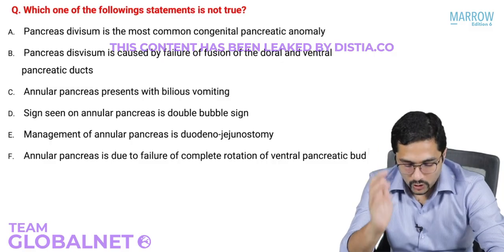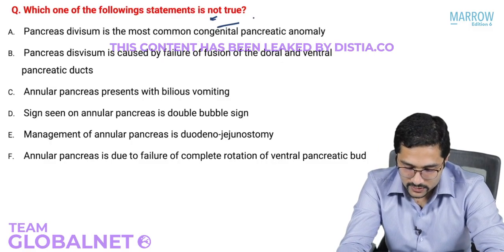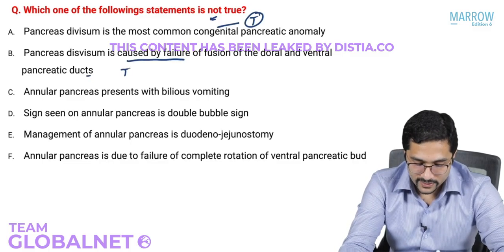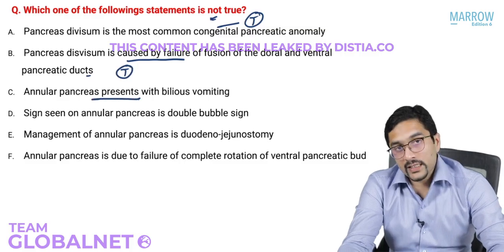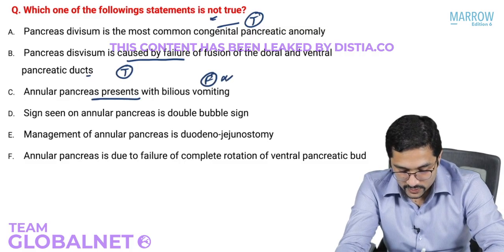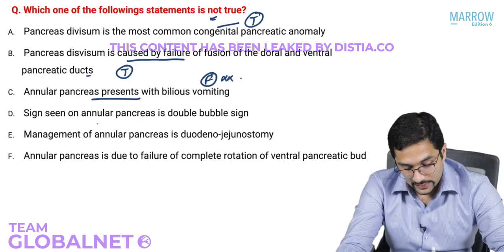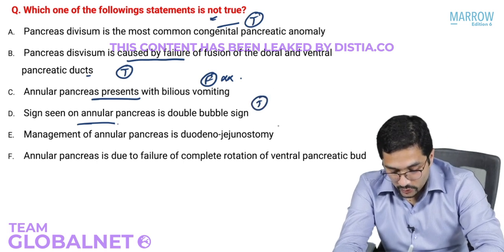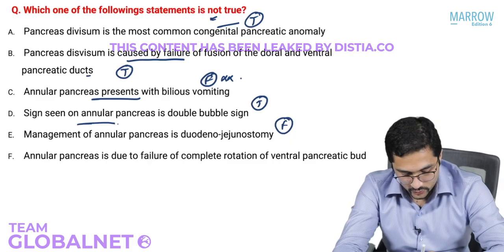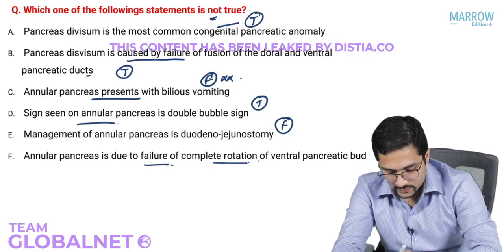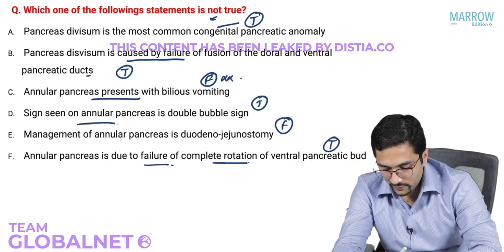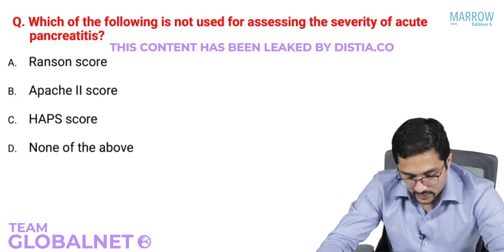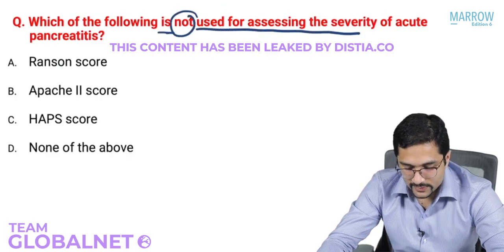Which of the following statements is not true? Pancreas divisum is the most common congenital pancreatic anomaly. True. Divisum is caused by failure of fusion of dorsal and ventral pancreatic ducts. True. Annular pancreas presents with bilious vomiting. False. I told you this is not there. It is non-bilious usually. Sign on annular pancreas can be double bubble sign. True. Treatment is duodeno-jejunostomy. False. It is usually duodeno-duodenostomy. And annular pancreas occurs because of failure of complete rotation of ventral pancreatic bud. This is also true. Which of the following is not used to assess severity?